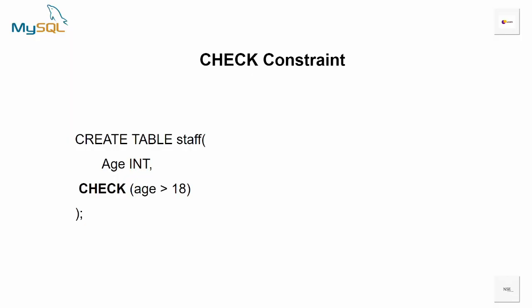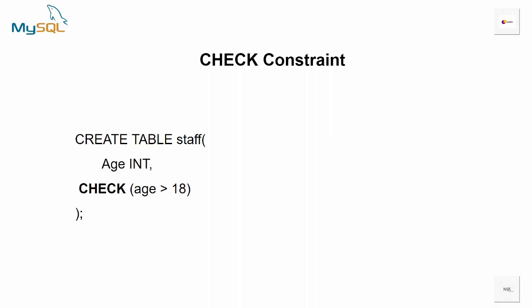Now, let's talk about the check constraint. Basically, the check constraint checks a column for set conditions. So, for instance, as we can see here, we have this create table syntax, and this table is going to be called staff, and in it we have one column age, and we are using the check constraint.